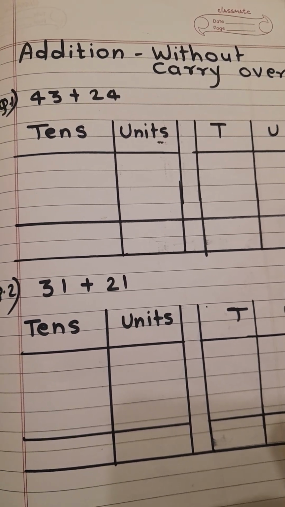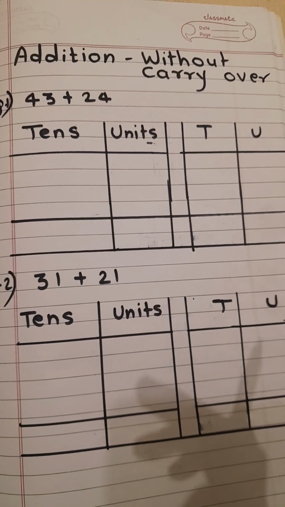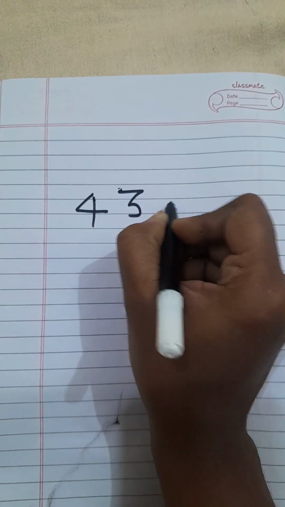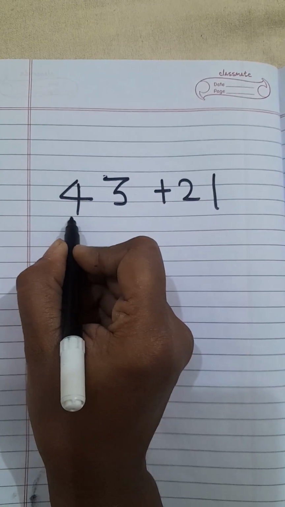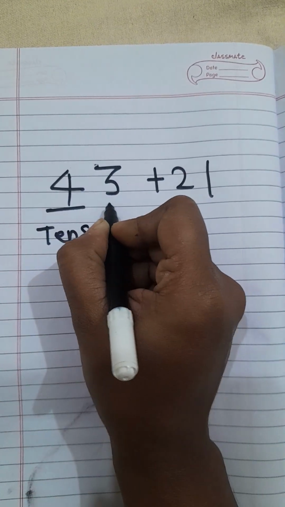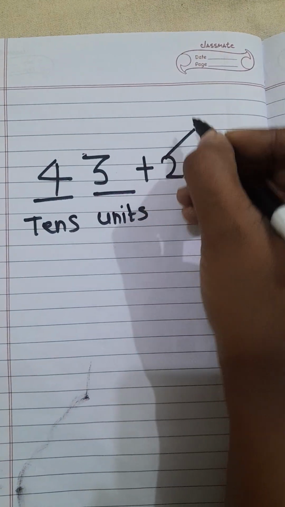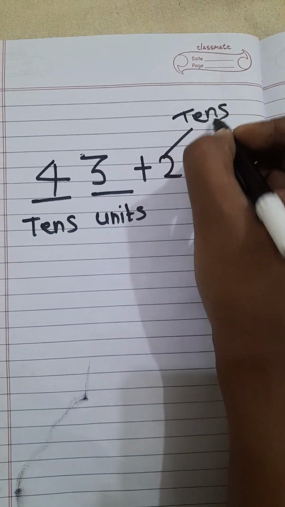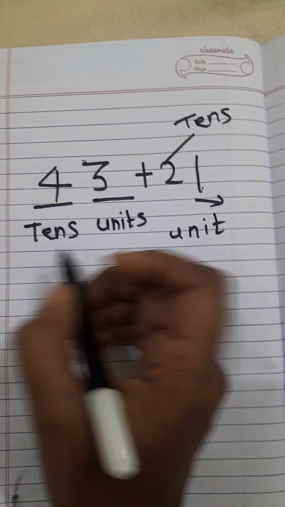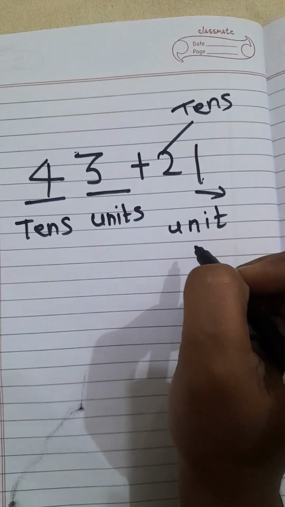Students, today we are going to learn second standard maths lesson, addition without carryover. Okay, now first tell me, in 43 plus 21, how many tens are there? 4 is tens and 3 is units. Same in this 21, this is tens and this one is unit. Means this 4 is tens and this 3 is unit, this 2 is tens and 1 is unit.